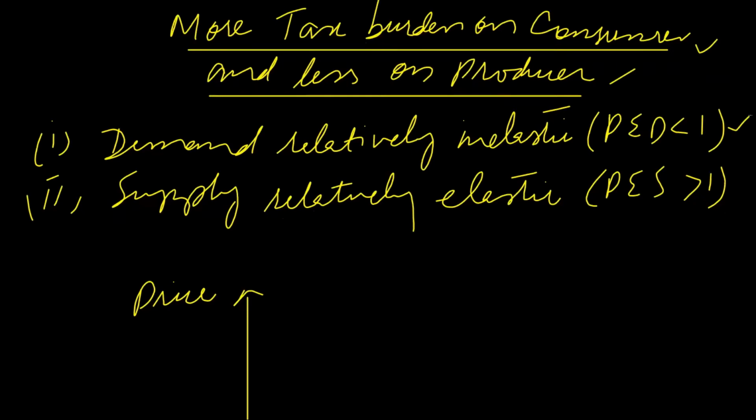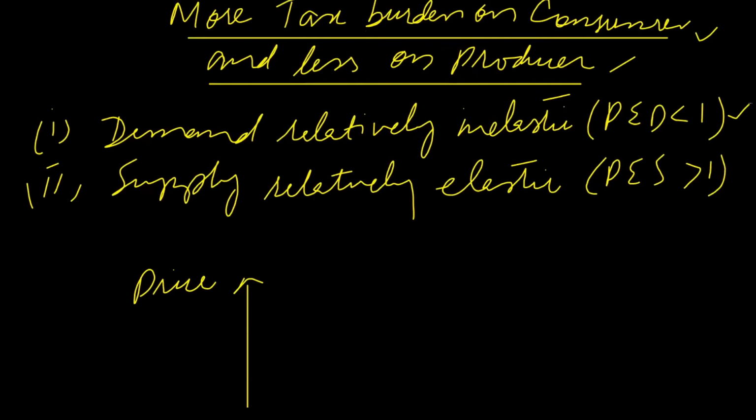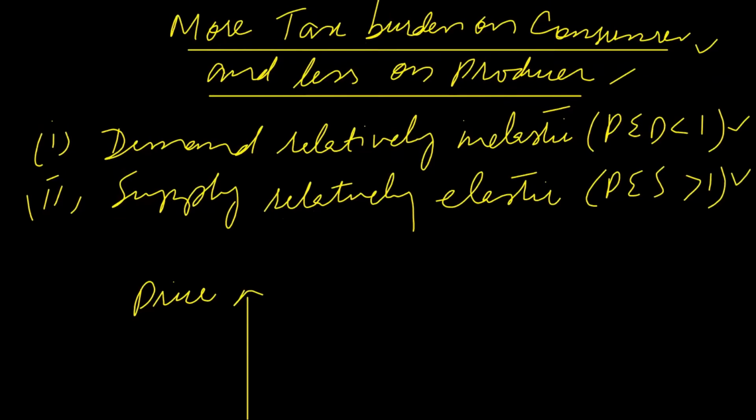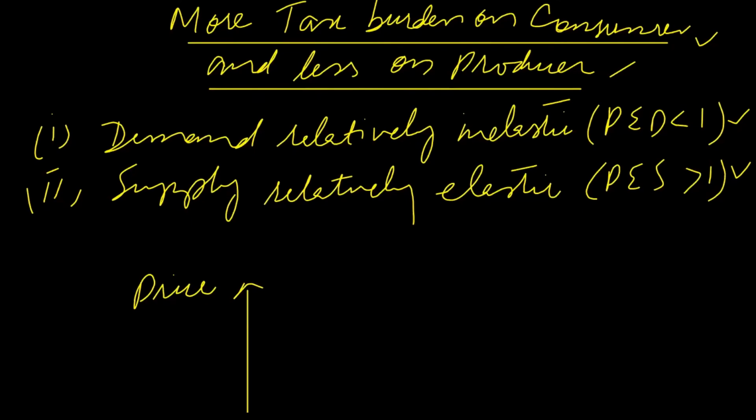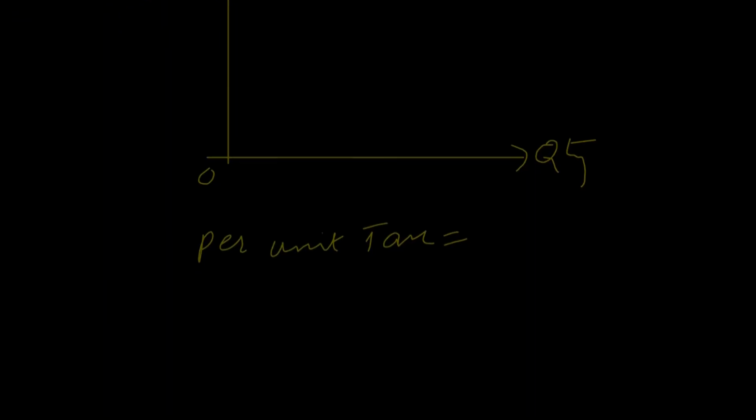When demand is relatively inelastic, meaning a large change in price will lead to a small change in quantity demanded, and supply is relatively elastic, meaning the supply curve will be flatter and a small change in price will lead to a greater change in quantity supplied. Now we can make a graph satisfying these conditions.